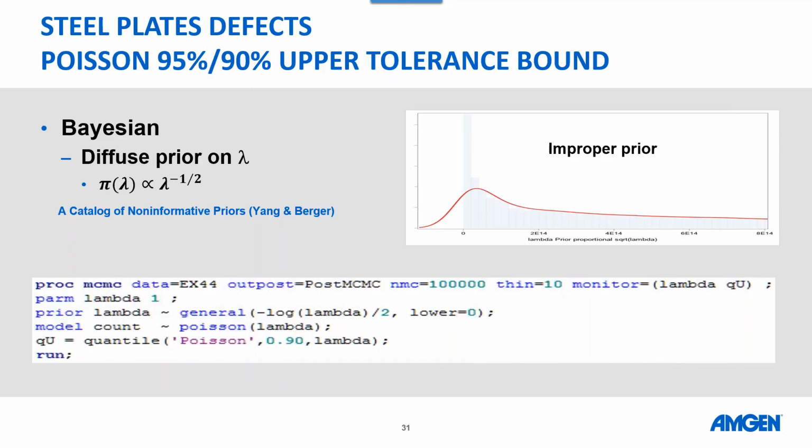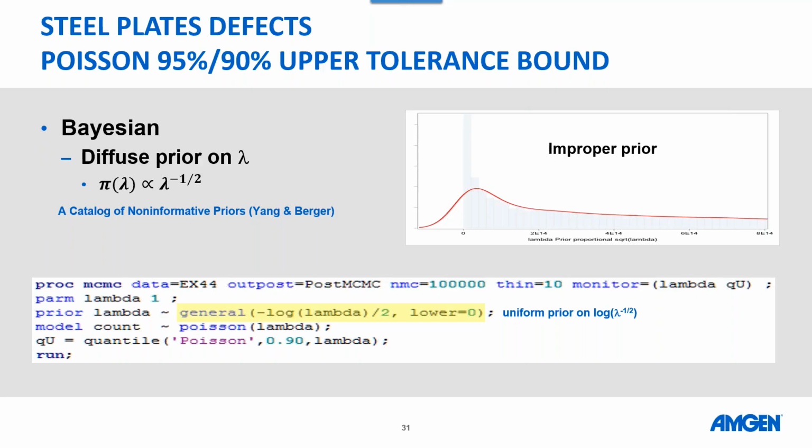And then here is the MCMC code. Now, the lambda prior is lambda raised to the negative half, which is not a standard prior. So you take the log, which is negative half times log of lambda, and you put that as the functional evaluation of the prior. Then you say lower equal to 0, which just means that lambda has to be positive.